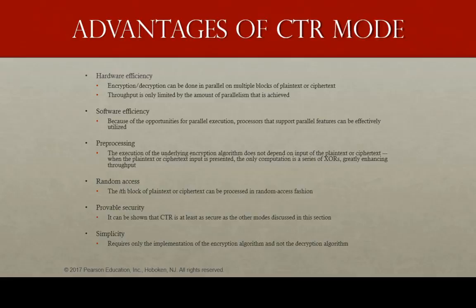Advantages of CTR mode. You can see here the list of the following advantages of CTR mode. Hardware efficiency. Unlike the chaining modes, encryption or decryption in CTR mode can be done in parallel on multiple blocks of plaintext or ciphertext. For the chaining modes, the algorithm must complete the computation on one block before beginning on the next block. This limits the maximum throughput of the algorithm to the reciprocal of the time for one execution of block encryption or decryption. In CTR mode, the throughput is only limited by the amount of parallelism that is achieved.